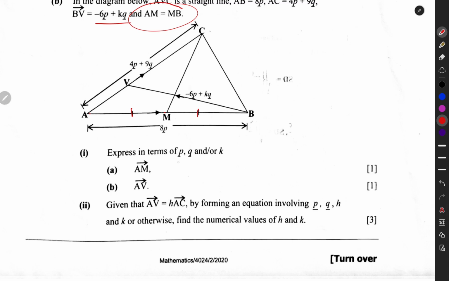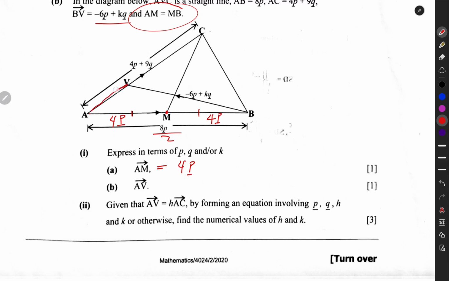AM. What is AM? For such questions, if you see that this is the midpoint, you just divide this by 2. You share this in 2 equal parts, so this is 4P, and also this is 4P. Which means AM is equal to 4P. Of course, since it's a vector, you need to indicate this, you don't just write 4P. Then AV.